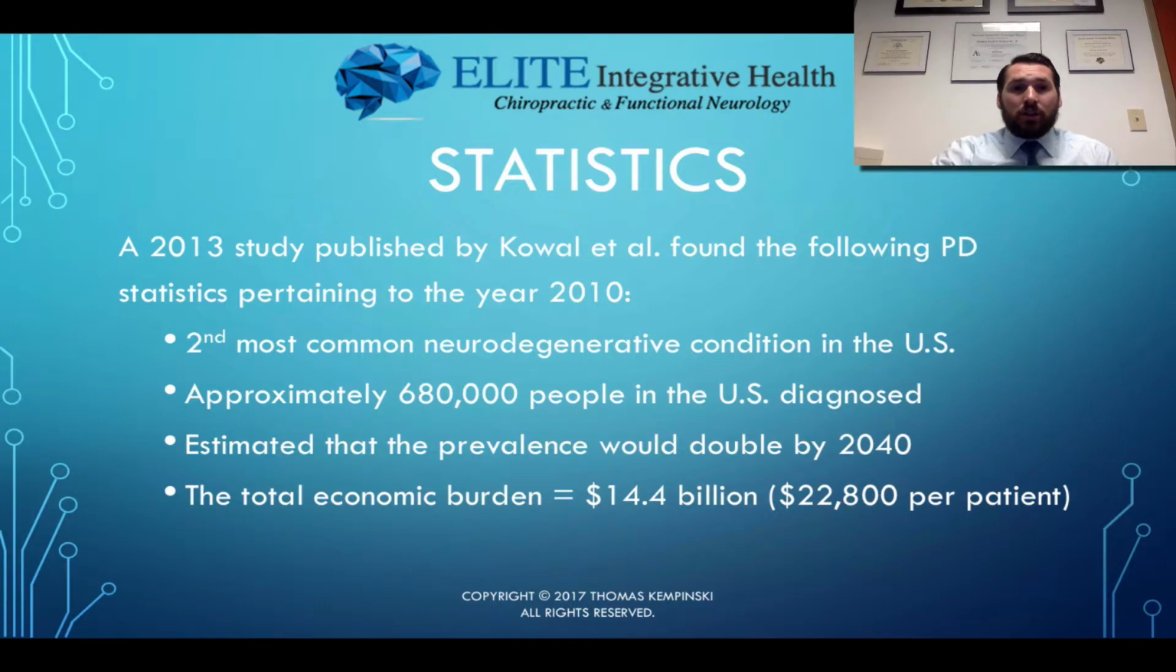Let's look at statistics. A 2013 study published by Kowal et al. found these statistics pertaining to the year 2010. In 2010, Parkinson's disease was the second most common neurodegenerative condition in the United States. It approximately affected 680,000 people in the United States. It was estimated that the prevalence would double by 2040. And the total economic burden equaled 14.4 billion, which came out to around 22,800 per patient in that year. So very, very significant.